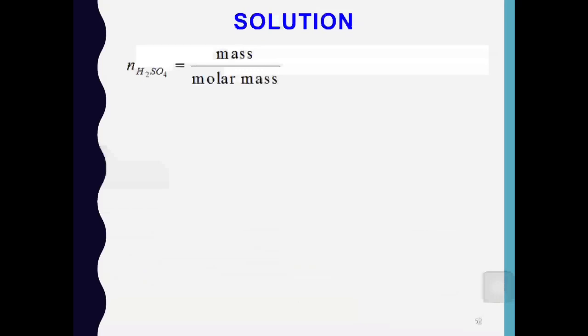Now let's solve this question. To find the number of moles of solute, divide the mass of solute, which is 24.4 gram, with the molar mass of sulfuric acid, which is 98 gram per mole. Then you will get 0.249 mole.